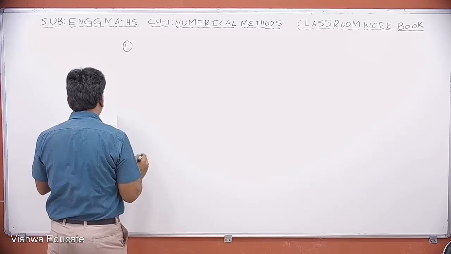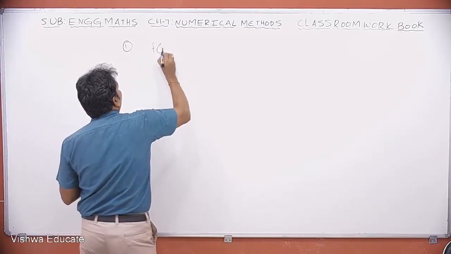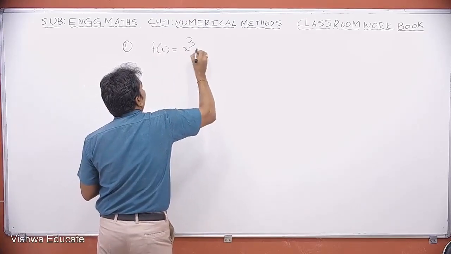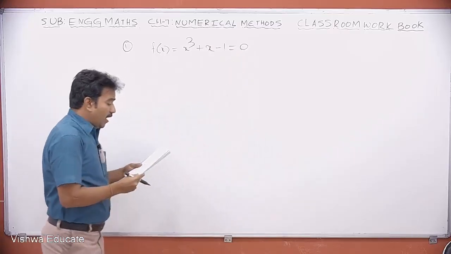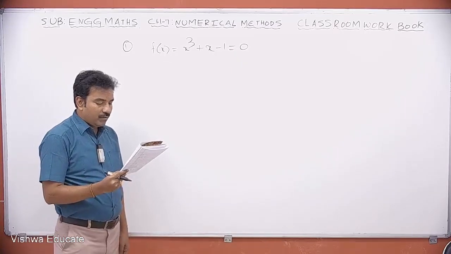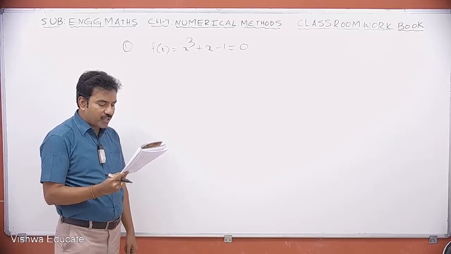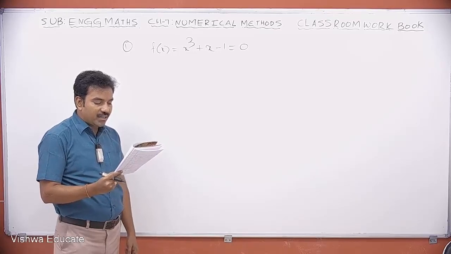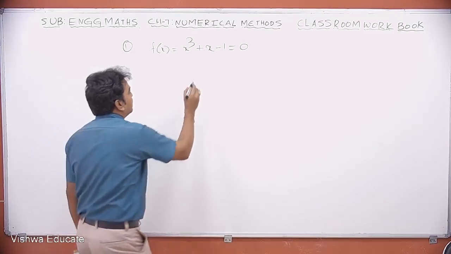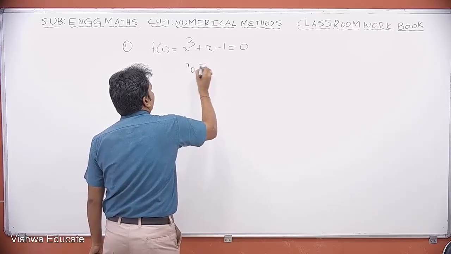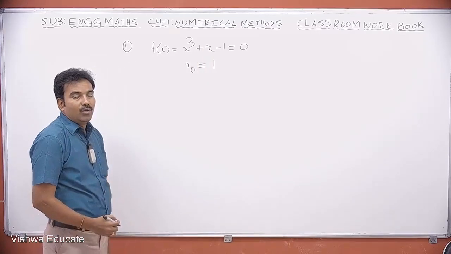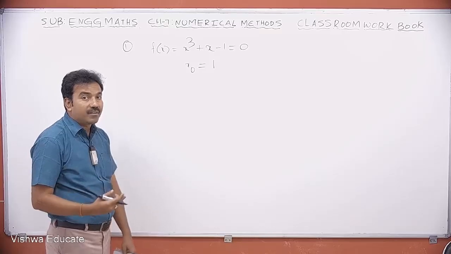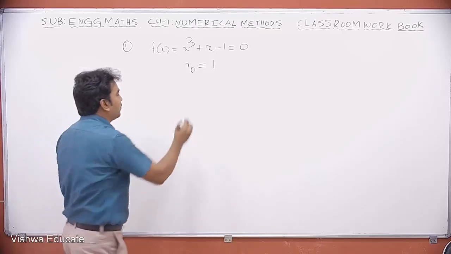The root of the function f of x equal to x cube plus x minus 1 equal to 0, obtained after the first iteration on the application of the Newton-Raphson scheme using an initial guess x naught equal to 1. So the initial approximation, that is the initial guess, is x naught. We need to find the value of the root after the first iteration using the Newton-Raphson method.